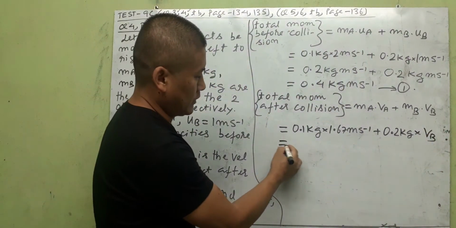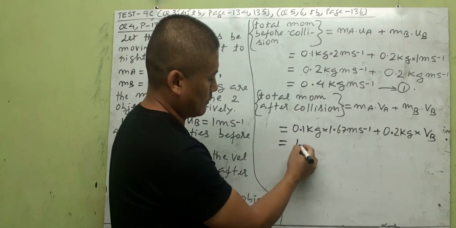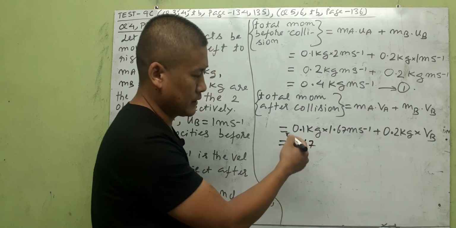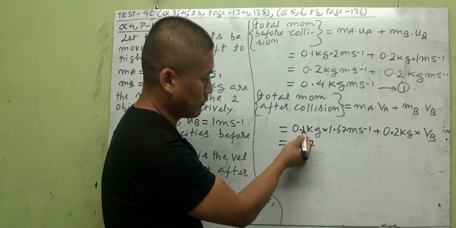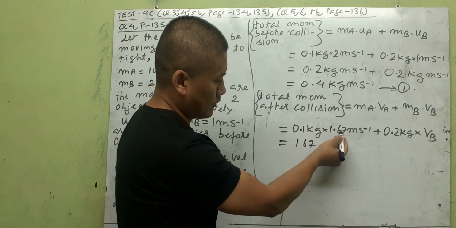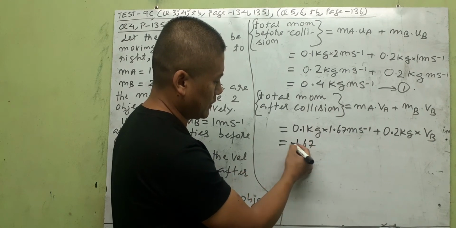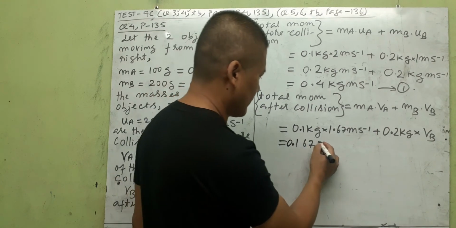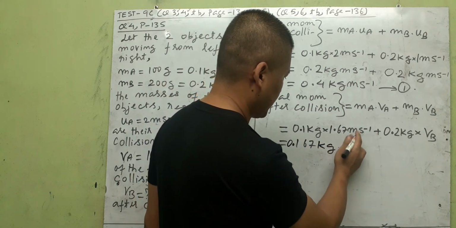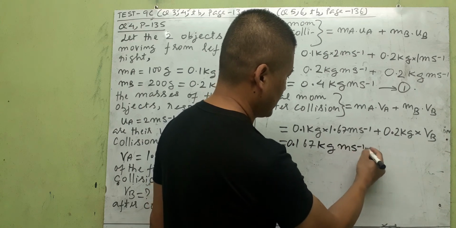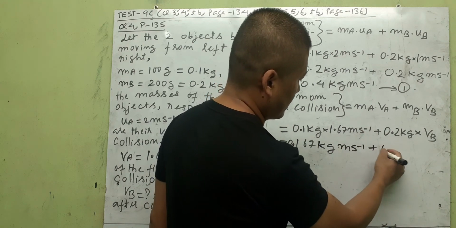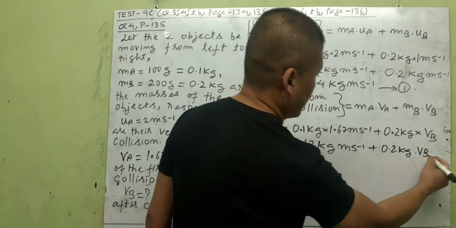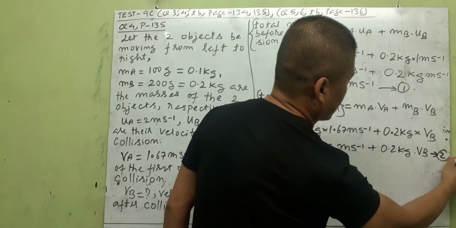Go about it slowly, forget about the decimal. 1 into this one is 167, right, like that, and count the decimal. Decimal places means on the right of the point, so 1 here on the right of the point, 2, so 2 plus 1, 3 places. So it will be 0.167 kg meter per second plus 0.2 kg into VB. You can just keep it like that. This is equation number 2, let us say.